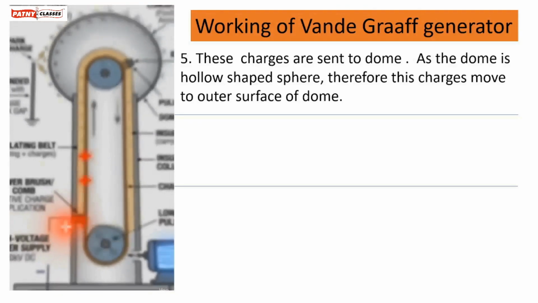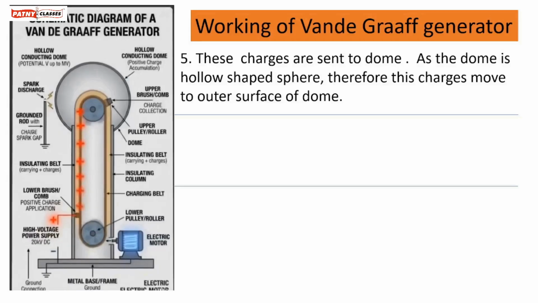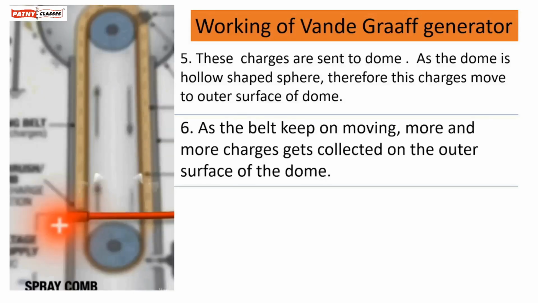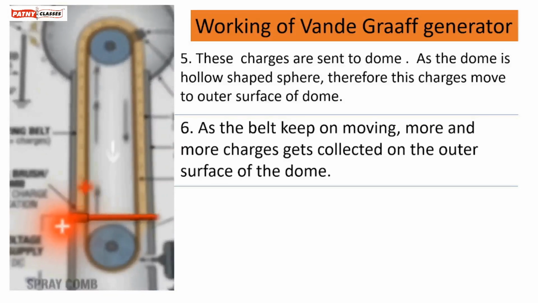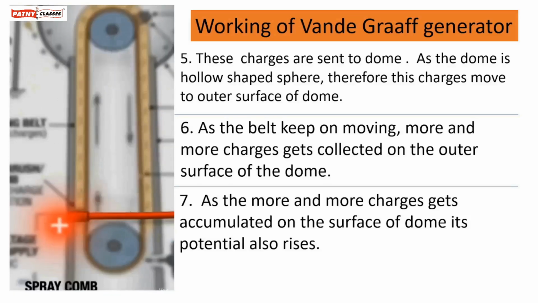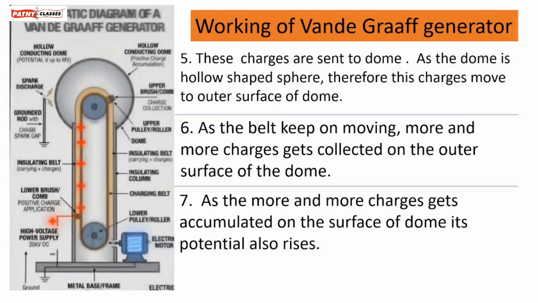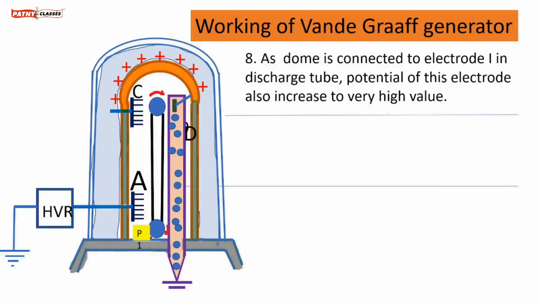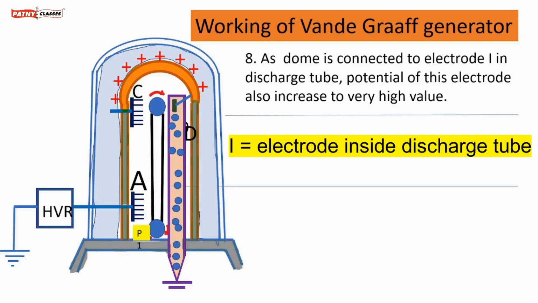As the dome is a hollow sphere, these charges move to the outer surface of the dome. As the belt keeps on moving, more and more charges get collected on the outer surface of the dome. As more and more charges accumulate on the surface of the dome, its potential also rises. As the dome is connected to the electrode in the discharge tube, the potential of the dome and the potential of the electrode become equal. Therefore the potential of the electrode in the discharge tube is equal to the potential of the dome, and it is very high.